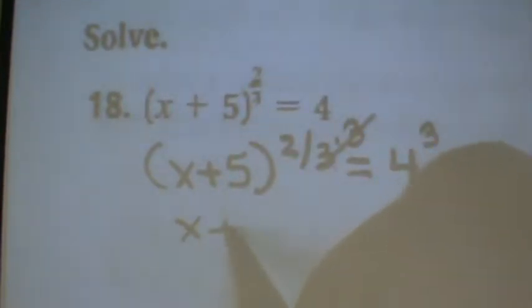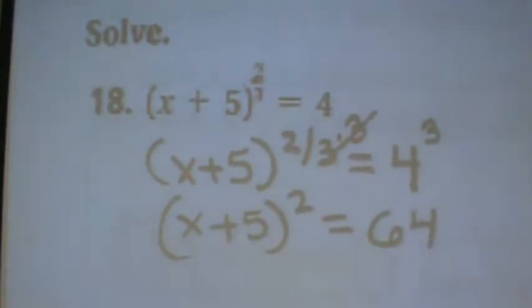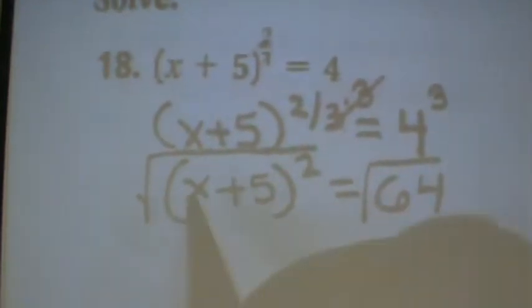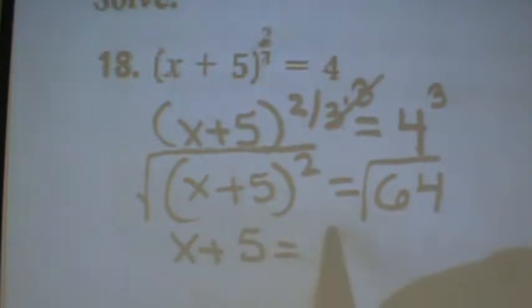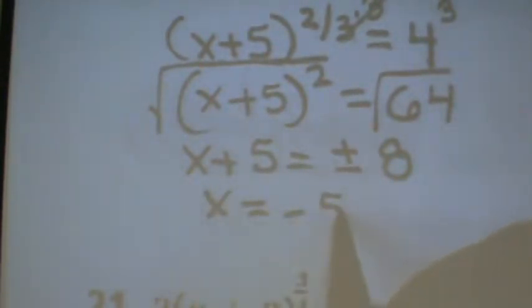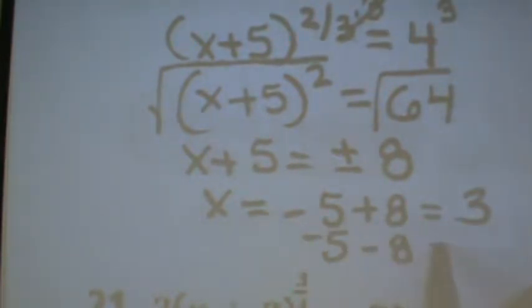So you get x plus 5 squared equals 64. Then what? Square root both sides. That's how you'll get your 2 answers. So you get x plus 5 equals plus or minus 8. Then what? Subtract 5. Negative 5 plus 8 is 3. And negative 5 minus 8 is negative 13. What did I write?